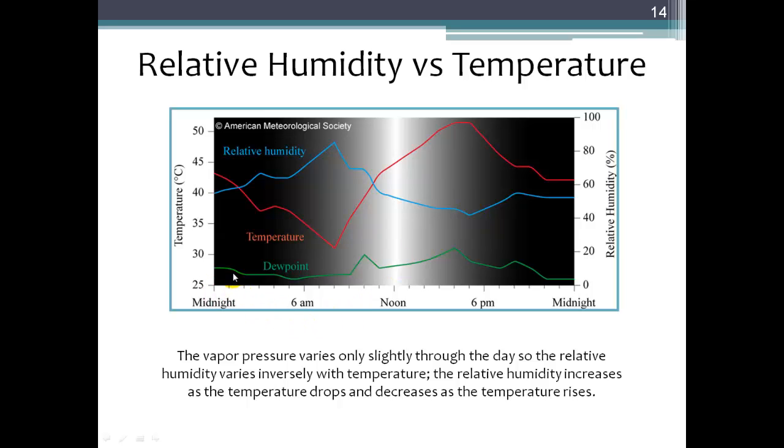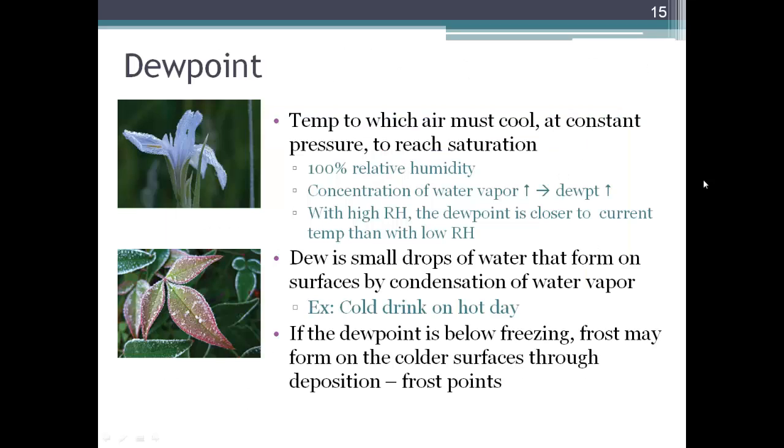Down here in green, we have the dew point temperature. As we'll see in just a moment, the dew point temperature is the temperature to which the air must be cooled in order for water vapor to condense out as a liquid. So that's the dew point temperature, and you can see how it varies down below here. We'll talk more about it now.